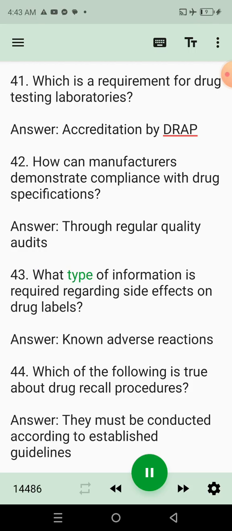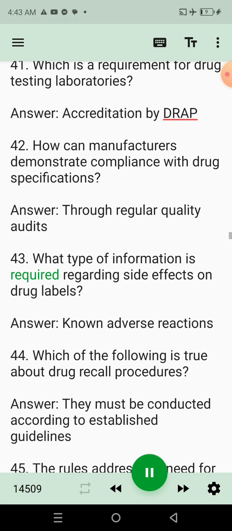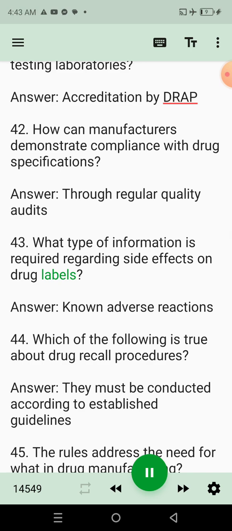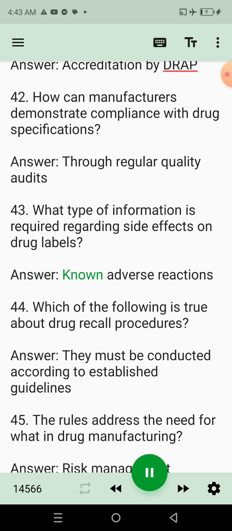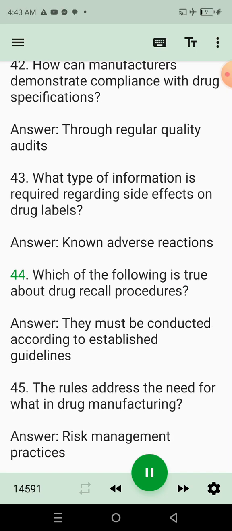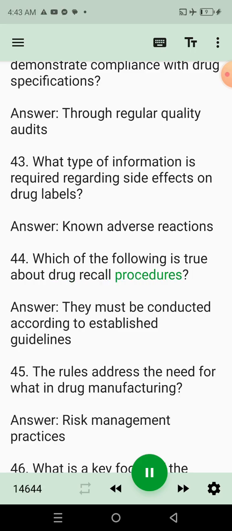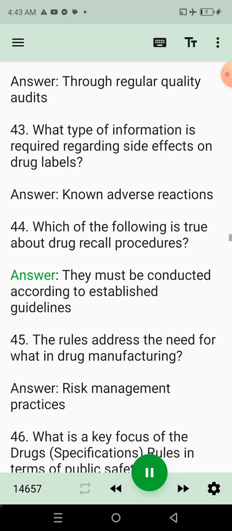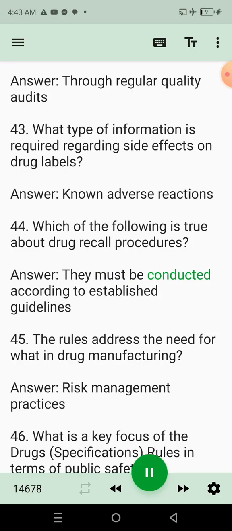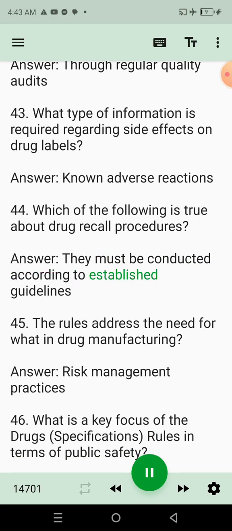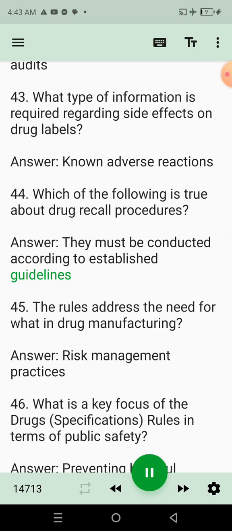43. What type of information is required regarding side effects on drug labels? Answer: known adverse reactions. 44. Which of the following is true about drug recall procedures? Answer: they must be conducted according to established guidelines.